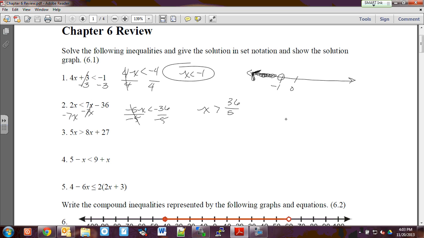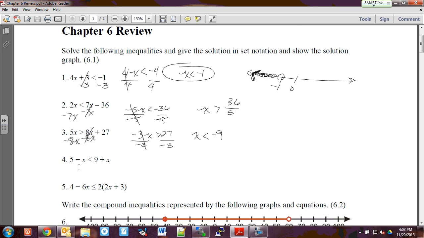Alright, number 3. 5x is greater than 8x plus 27. So subtract the 8x, let's bring that across. So negative 3x is greater than 27. Divide by negative 3. So x is less than negative 9. 27 divided by negative 3 is negative 9.